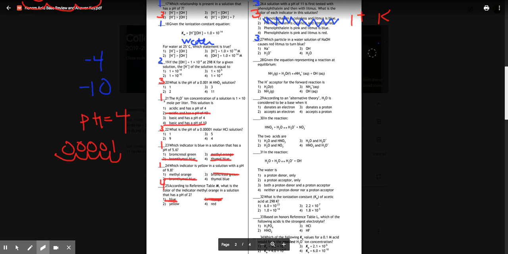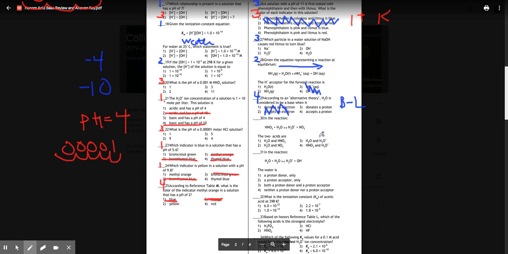So the H plus acceptor for the forward. You don't even need to know if it's acid or base. Who is gaining H plus going this way? NH3 becomes NH4 plus. Right there. So it's choice 2. First of all, your only 2 choices would be those first 2 because these would be gaining going that way. So NH3 becomes NH4 plus. That's obviously gained H plus. H2O becomes OH minus, is losing. According to the alternative theory, Bronsted-Lowry, H2O is considered to be a base when it accepts protons.